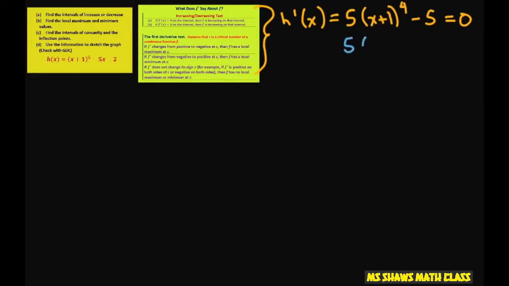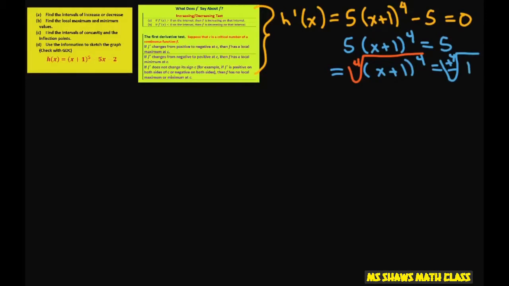So you get 5 times x plus 1 to the fourth equals 5. I added 5 to both sides. Divide both sides by 5, and you get x plus 1 to the fourth equals 1. Then we're going to fourth root both sides. If it's an even root, don't forget to do plus and minus. So plus and minus fourth root of 1. So this gives you x plus 1 equals plus or minus 1. Fourth root of 1 is 1, but you have that plus and minus.